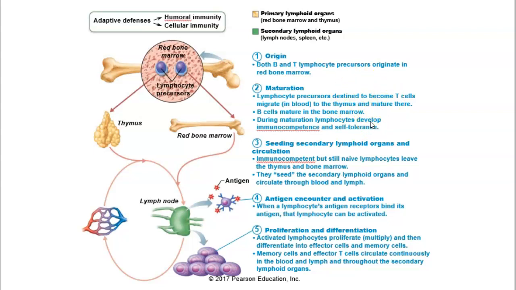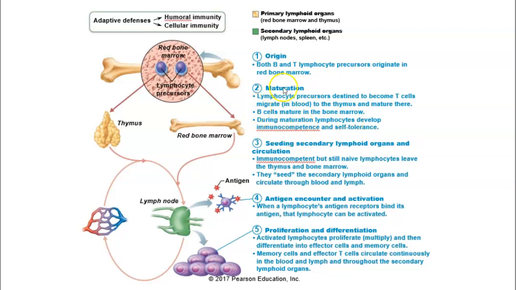Maturation is like an education process for B cells and T cells. During their education process, they will go through several tests to determine if they can even detect a specific antigen and if they don't want to attack self-antigens. If they can attack a specific antigen or they have a receptor that will bind to a specific antigen, we say then that B cell or T cell is immunocompetent. If a B cell or T cell doesn't want to attack self-antigens, then we say it's self-tolerant.